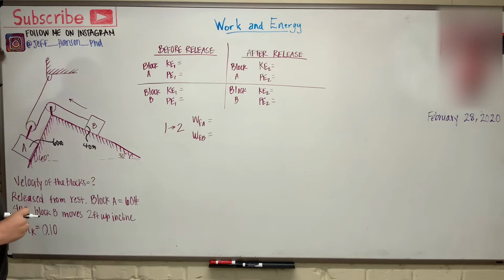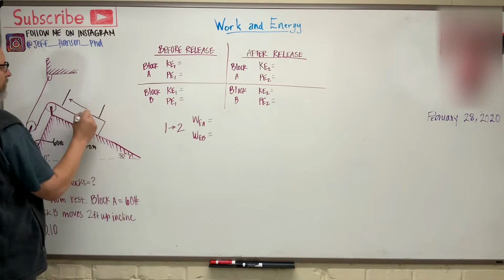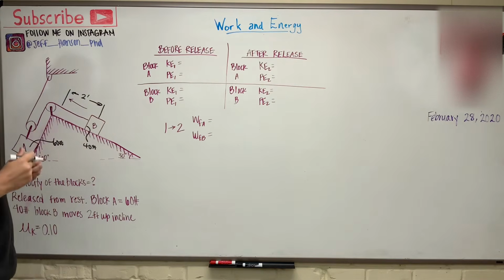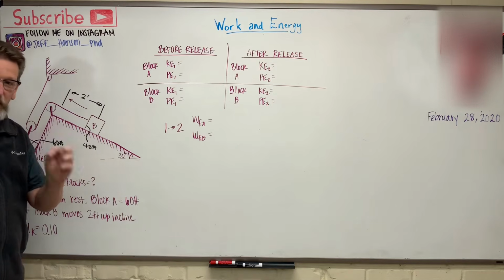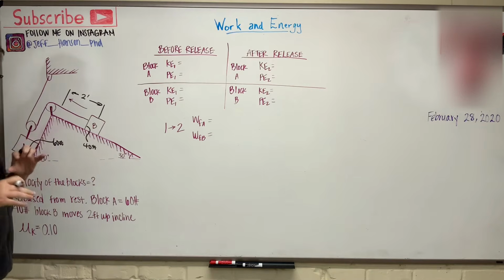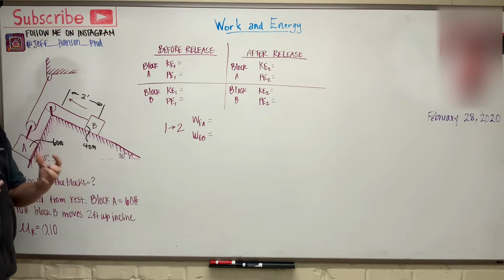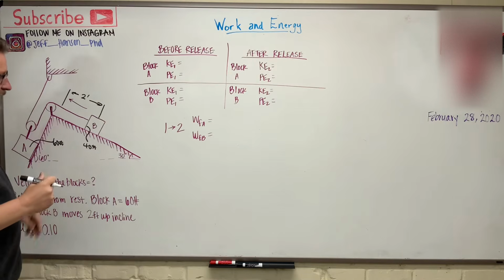And they tell us that block B moves 2 feet up the incline. Okay, so it goes from here to some point over here, and it's going to move 2 feet. Now, one of the things that you need to do, you need to go way back to our videos when we started talking about relative motion and remember if one block moves and we've got a pulley system here, how far does the other block move? Well, there's a relationship between block B and block A because they're tied together, aren't they?